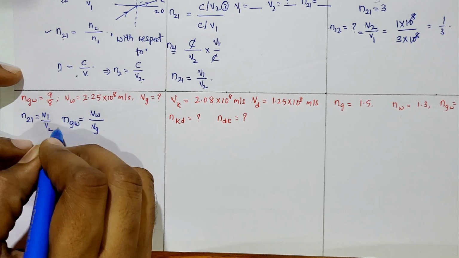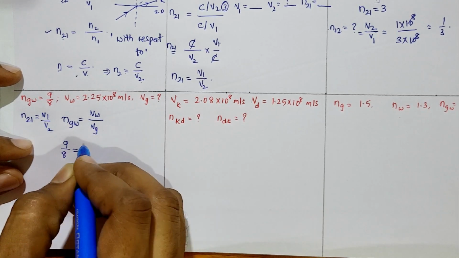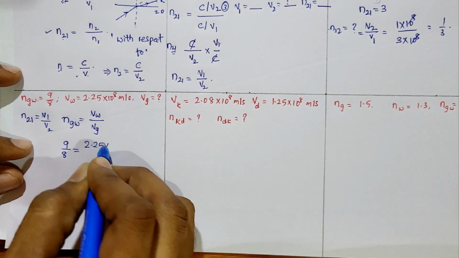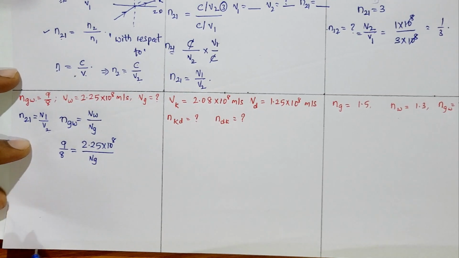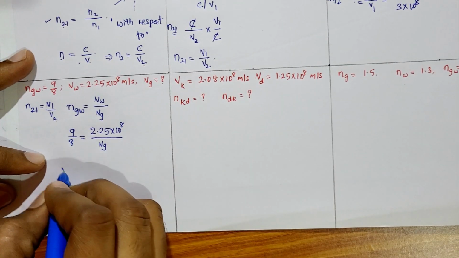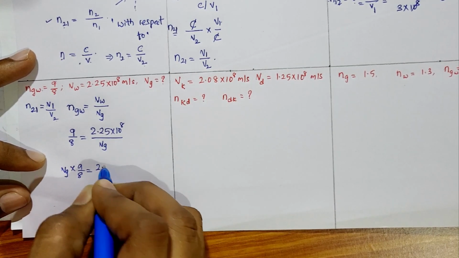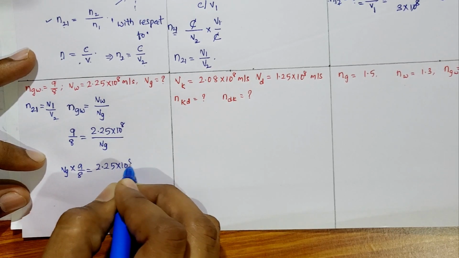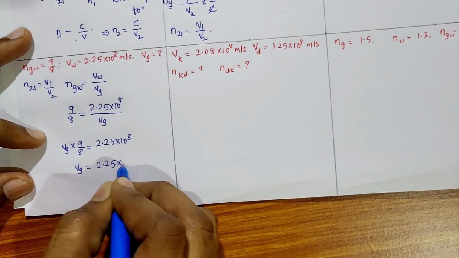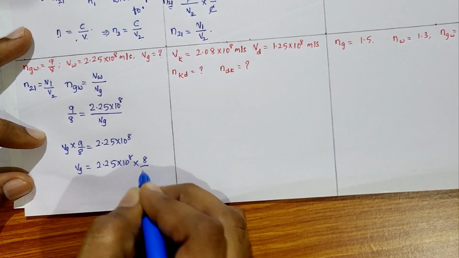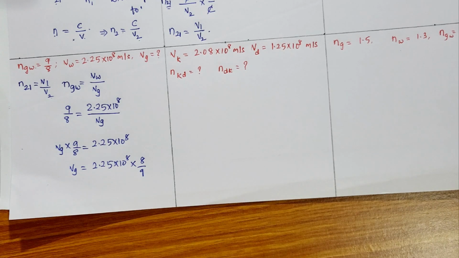So what is refractive index of glass with respect to water? It is 9 by 8. 9 by 8 is equal to VW they gave, it is 2.25 into 10 power 8, divided by VG we have to find out. Correct? So now VG will go to this side. VG into 9 by 8 is equal to 2.25 into 10 power 8. So VG will be equal to 2.25 into 10 power 8 into 8 by 9. This calculation I think you can do.